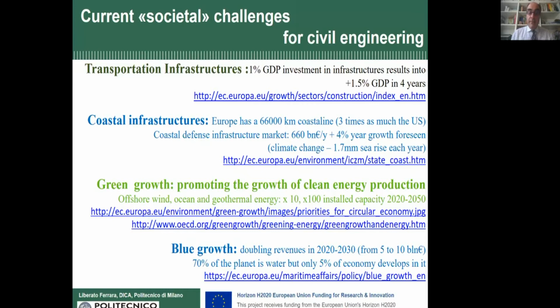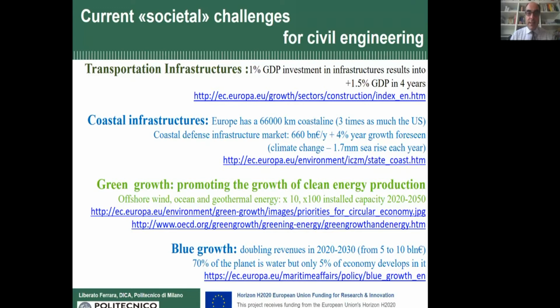And very interesting and challenging perspectives also come from the so-called blue growth, so the economy related to the sea, because 3 billion people on our planet actually take their livelihood from the oceans, from the sea, most of them in developing countries. We know that more than 2/3 of the planet is made up of water, but currently we only make up 5% of our economy from the sea. So these are the challenges.